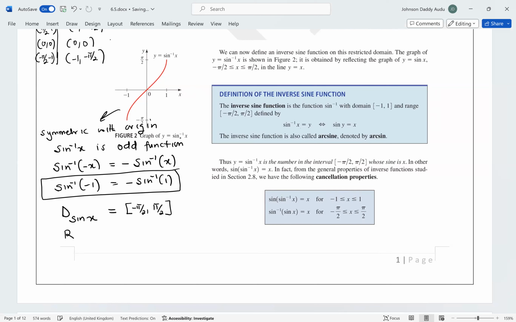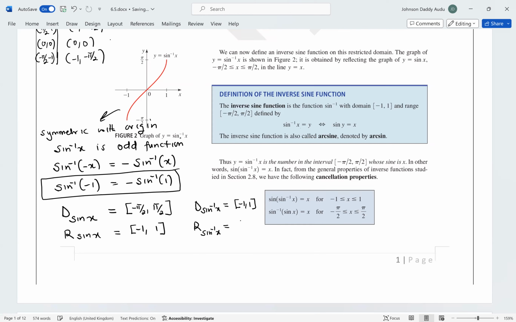So it means that the range of sine x, what is the range of sine x? The range of sine x is still minus 1 and 1, right? Okay, now, what is the domain of sine inverse of x? The domain of sine inverse of x is going to be the range of sine x, which is minus 1 to 1. While the range of sine inverse of x is going to be the domain of sine x, which is minus pi over 2 to pi over 2.